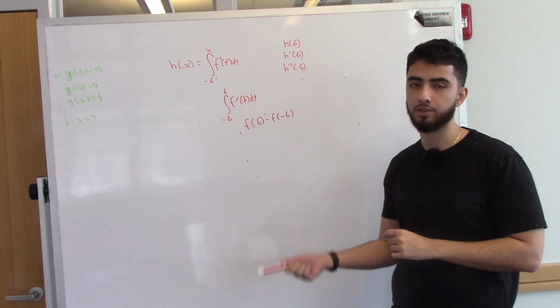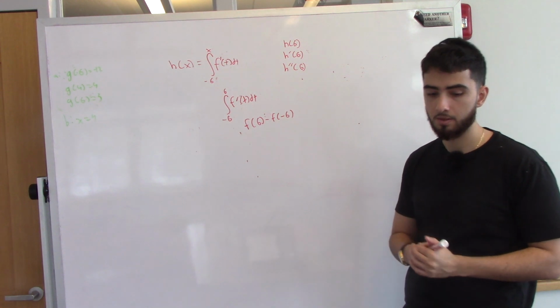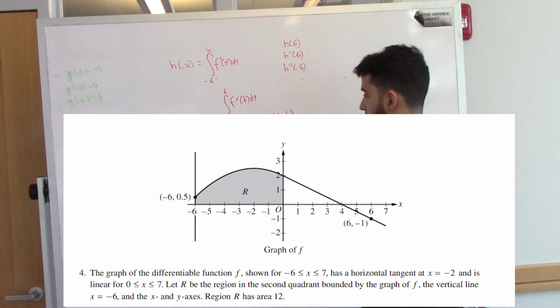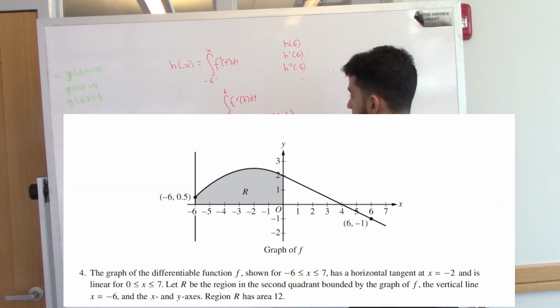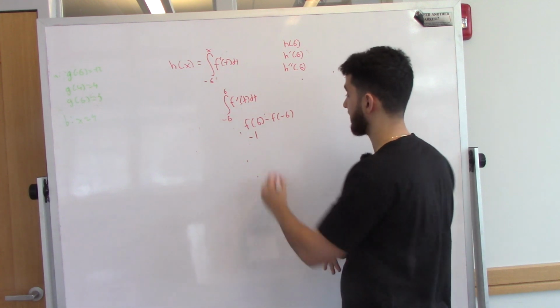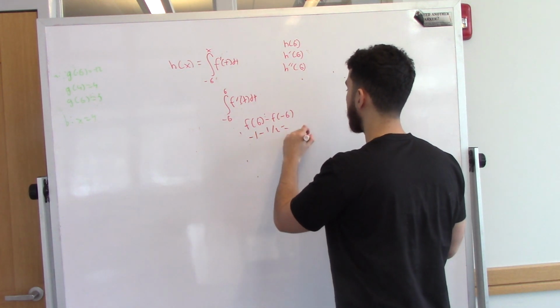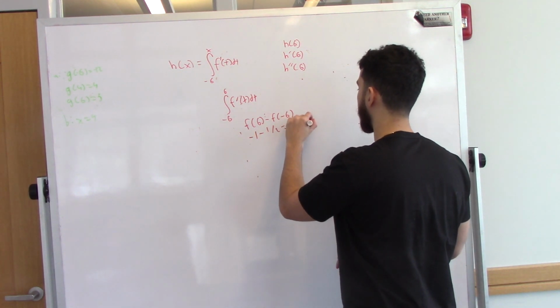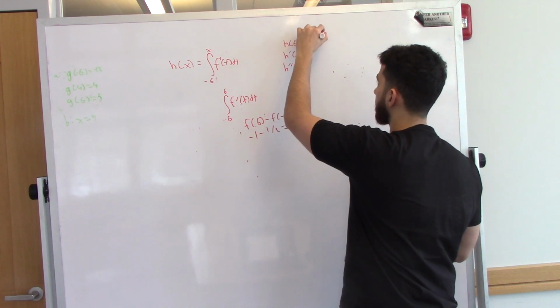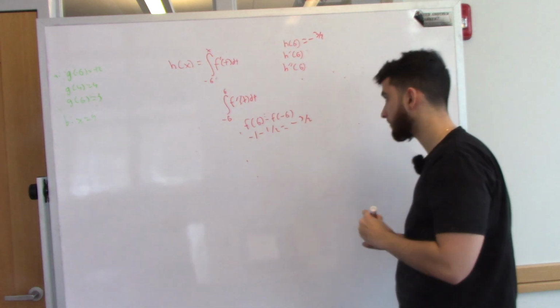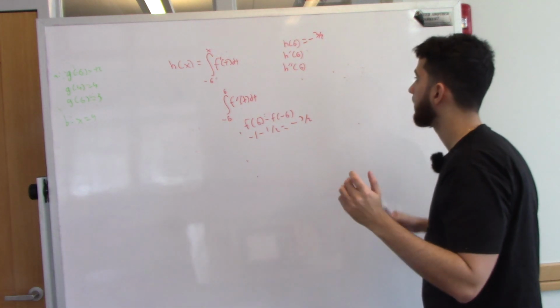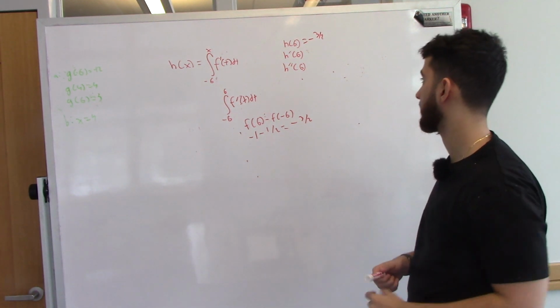Now, movie magic, I'll show you again because they do highlight this, but f of 6 is -1, and f of -6 is -1/2, which means it's going to equal -3/2. And that's the first point that we want. Okay, let's go for h prime of 6 then.